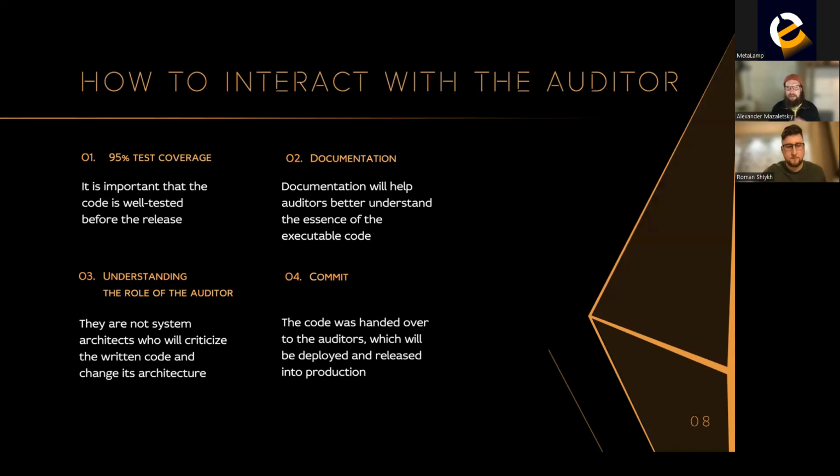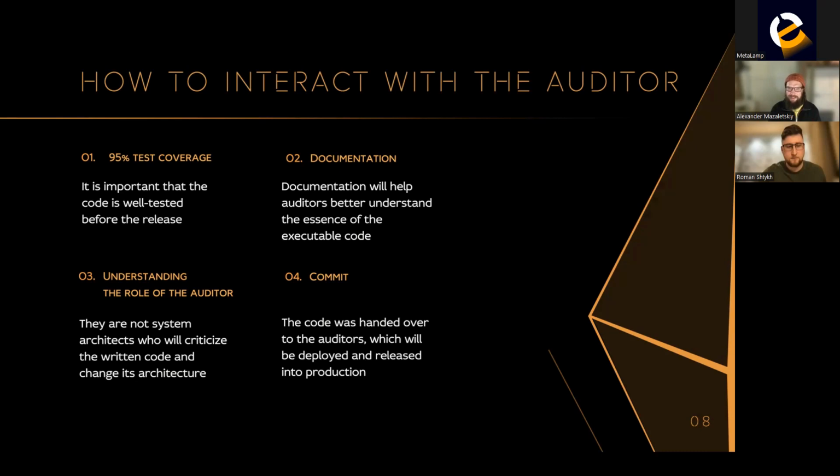First of all, it's important that the code is well tested before release. Auditor still doesn't have to correct your code mistakes or run tests for you if it's not a code review type of audit. Try to provide well-written documentation. It will help auditors better understand the essence of the executable code and save time for both sides, because you will not have to discuss every unclear detail in your scope.